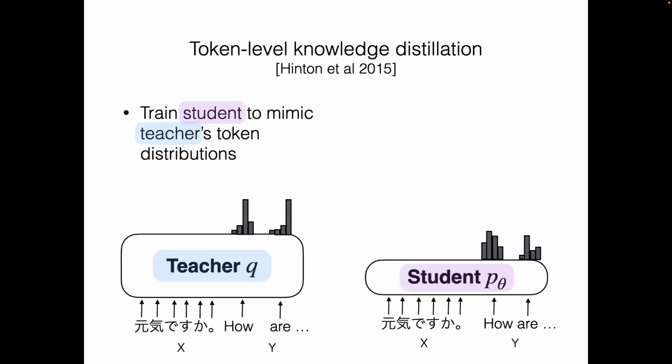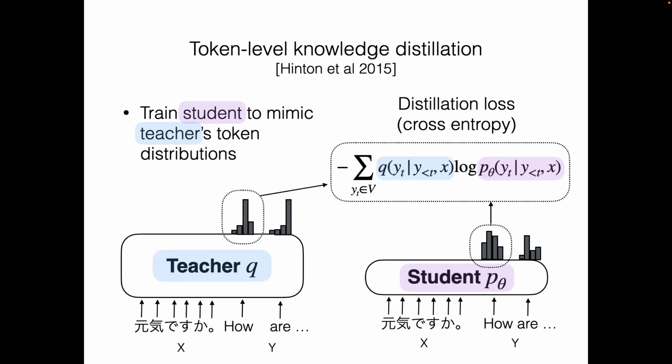So one issue with this is, let's say you want to do this with GPT-5, then you want GPT-5 to be the teacher. Can anyone say an issue with this type of distillation? Black box, so we don't know the distribution. Exactly, yeah. So this assumes that you have access to these next token distributions.